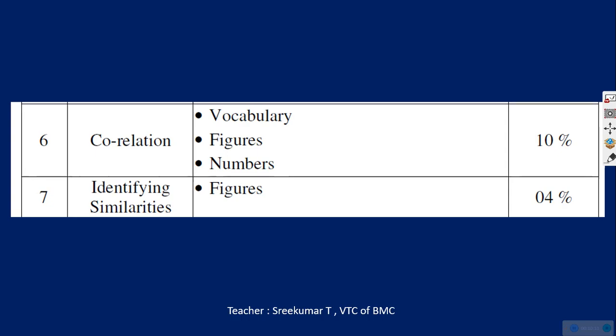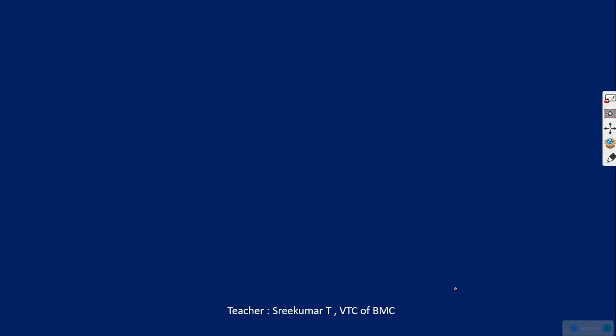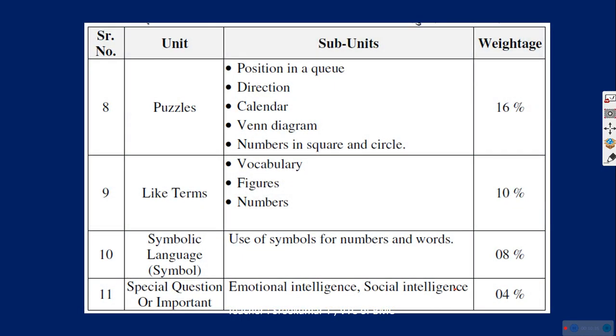Another set of questions is on correlation. Correlation is how one is related with the other, how they are cooperating with each other. We are using vocabulary, figures and numbers to judge that also. Identifying similarities is very simple. That's why its weightage is only 4%. The ability to find out similar figures or numbers will be tested.